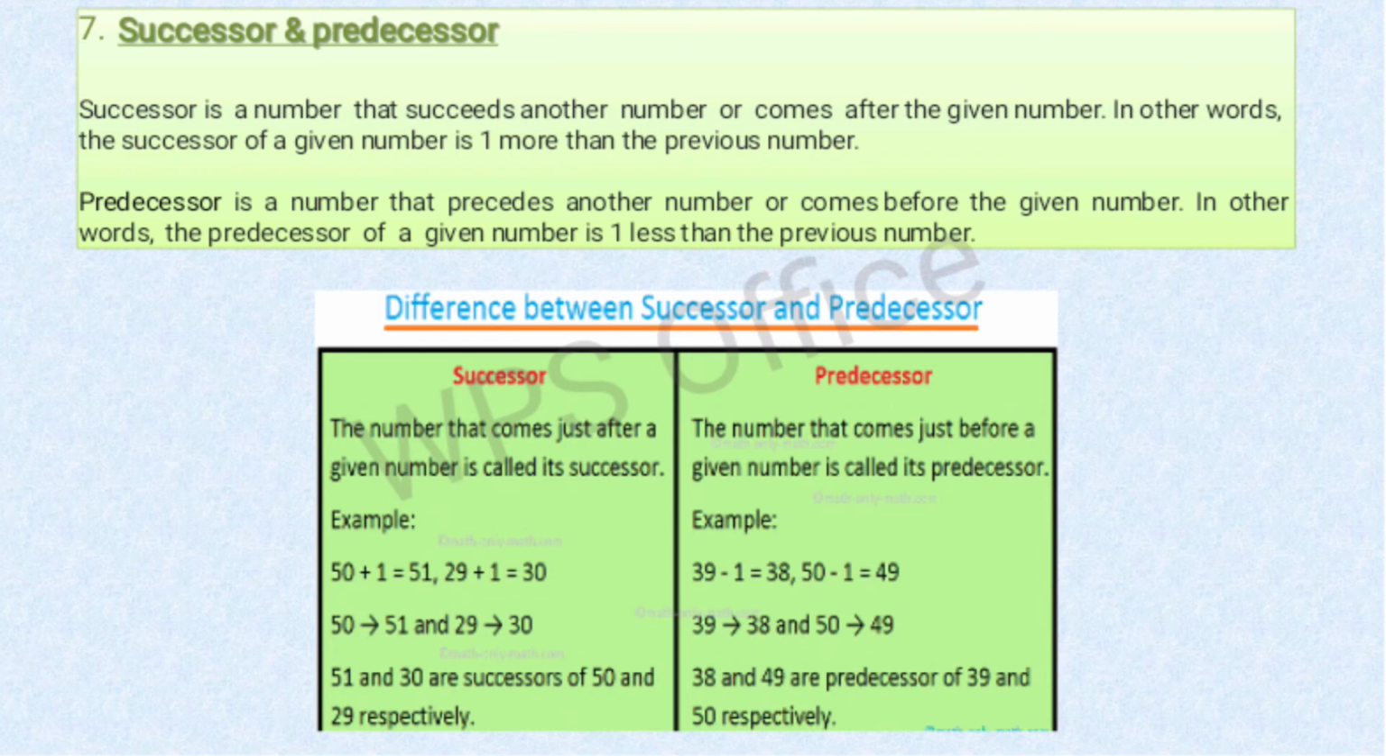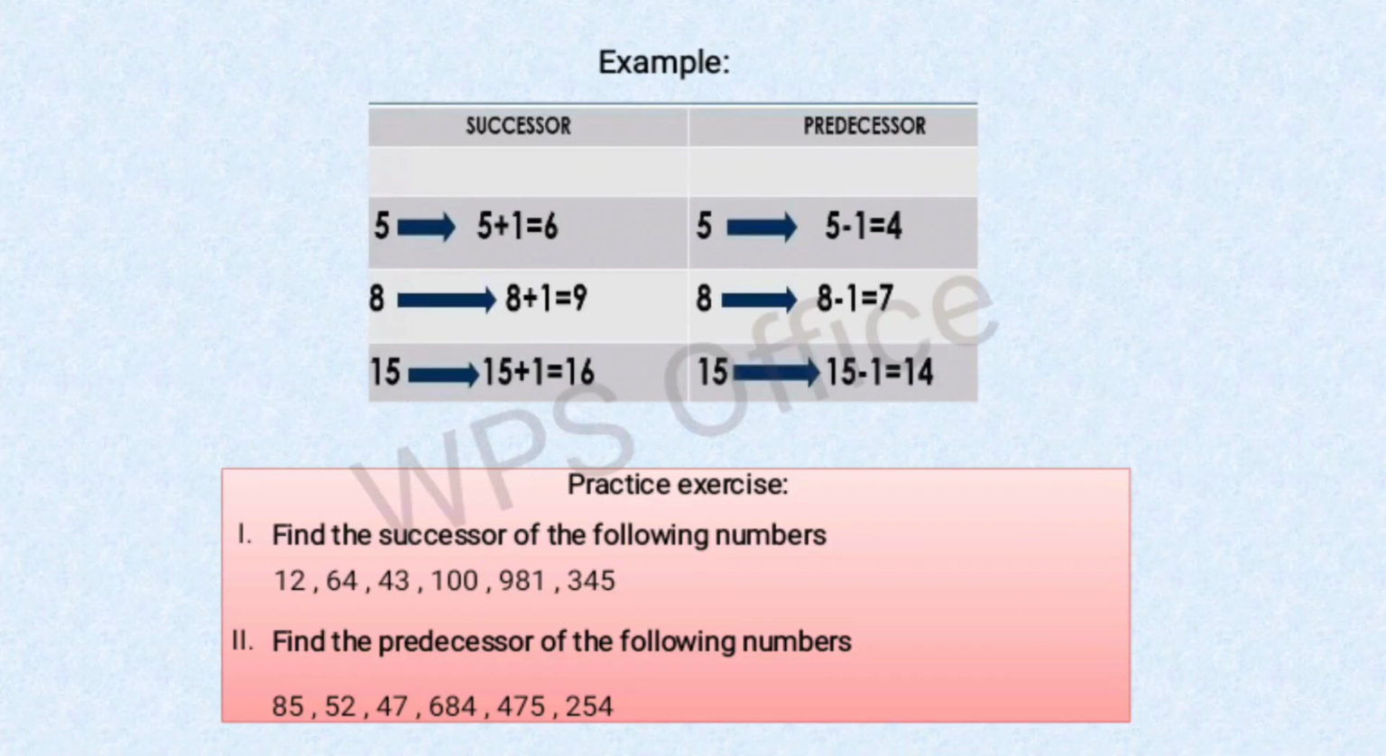50 plus 1, that is 51. It is the successor of 50. And 50 minus 1, that is 49. It is the predecessor of 50. So 49 is the predecessor and 51 is the successor of 50. Let's look at a few more examples. Can you all tell me what is the successor of 5? Yes, 5 plus 1 equals 6. What is the predecessor of 5? 5 minus 1, that is 4, is the predecessor of 5.